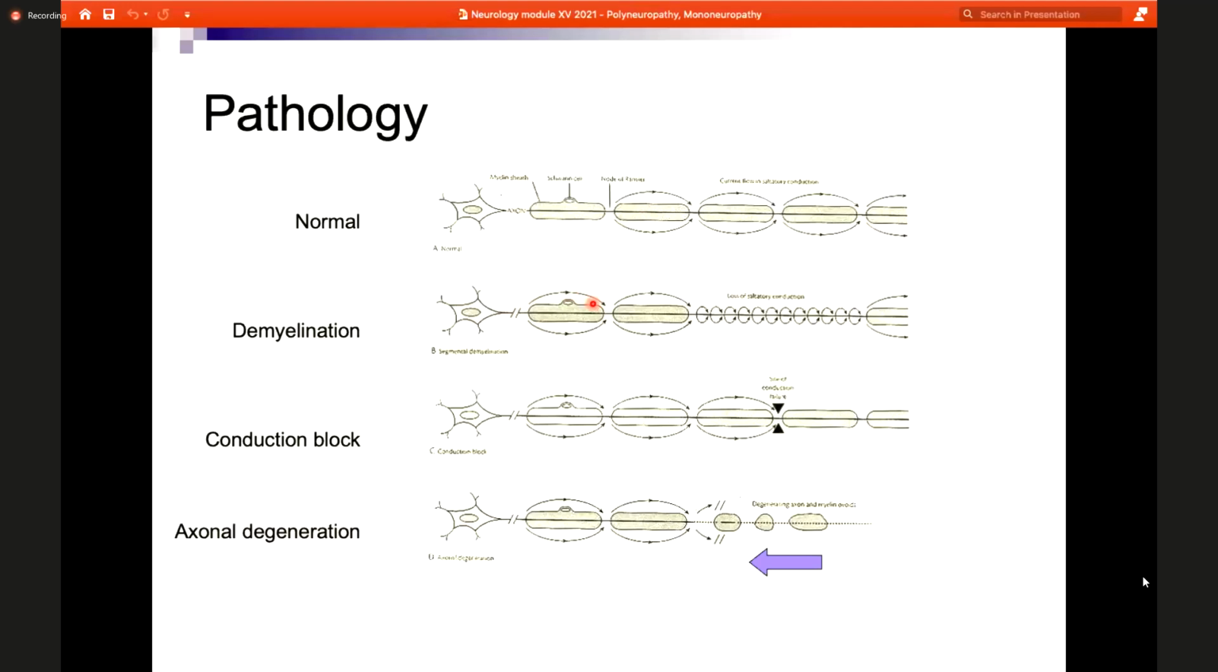Now, when there's demyelination, the myelin sheath gets damaged. So the myelin sheath is not there now. So then what happens to the nerve impulses when they come jumping from one node to the other? When it comes here, what will happen?